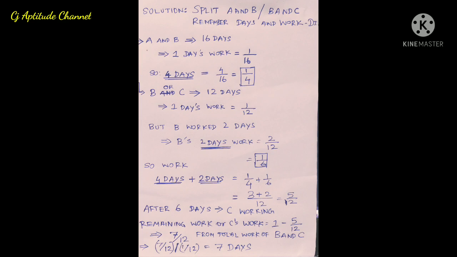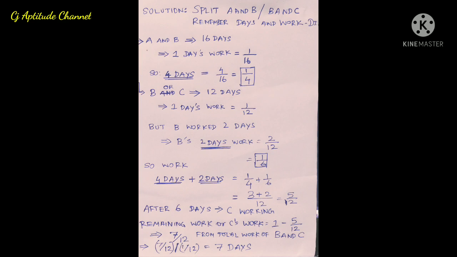So we need to find the remaining work, which means after 6 days C is going to work. So that's the remaining part of the work. So 5 by 12 parts already completed. Taking minus from total work, we easily get the remaining work. So total work is 1 minus 5 by 12, which will give you 7 by 12. Guys, 7 by 12 is the total work of C. That means the remaining work, or C's total work, is given.